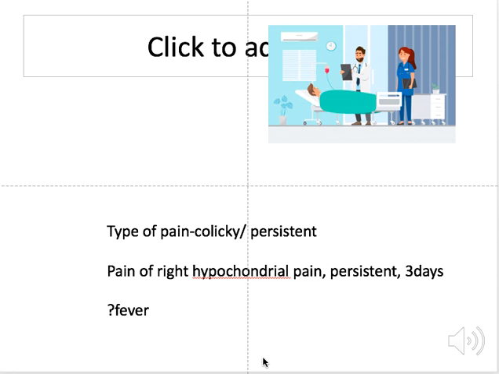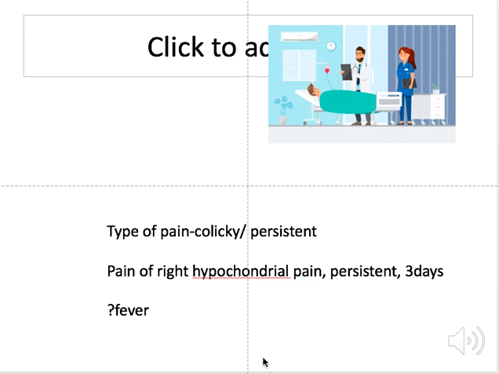So now we have come to a higher level in our thinking. Pain of the right hypochondrium, persistent, 3 days. So colic is out, gallbladder stones causing a colic is out. Now our first thing should be to confirm whether it's inflammatory. Is there fever? The patient says, yes, I have fever and my pain is gradually getting worse. So tumor is unlikely.